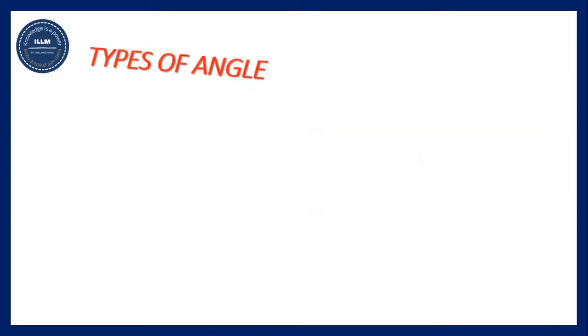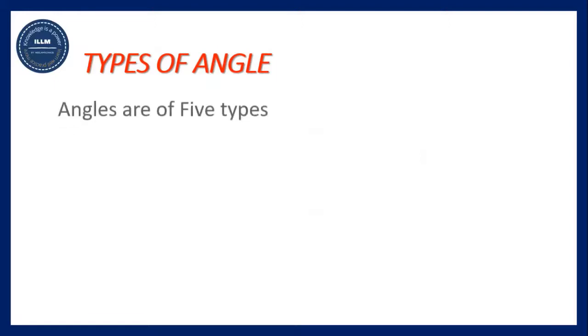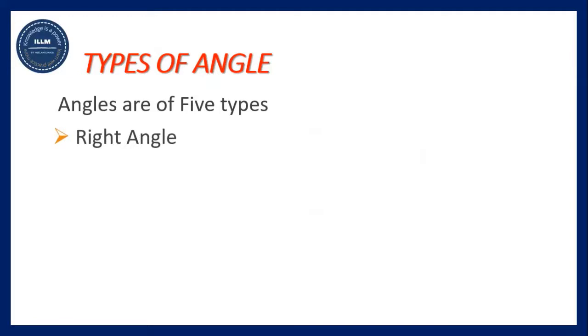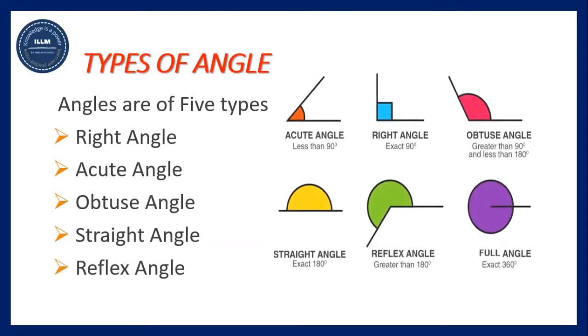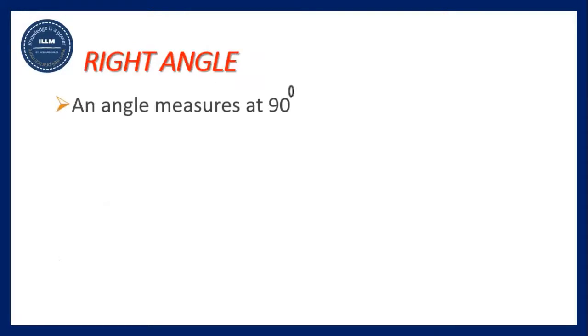Now I will tell you about types of angle. Angles are of five types and their names are right angle, acute angle, obtuse angle, straight angle, reflex angle. Now you can see here all these types of angle. Now I will explain you right angle. An angle that measures 90 degree is called a right angle. It is a quarter of a turn.